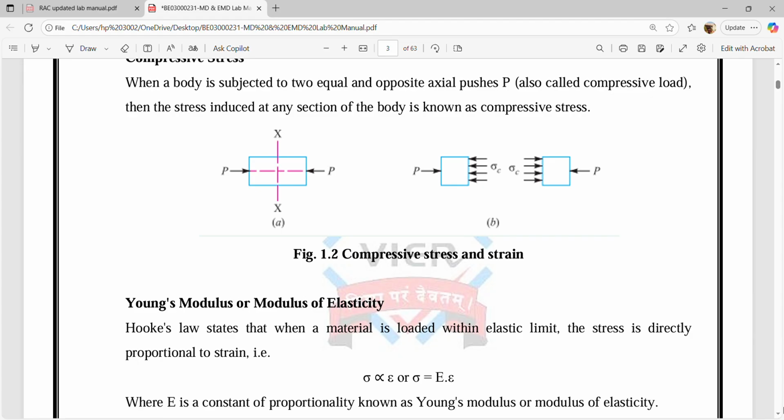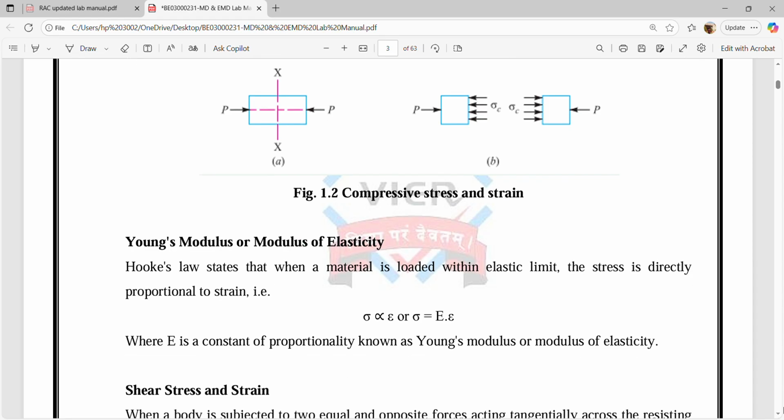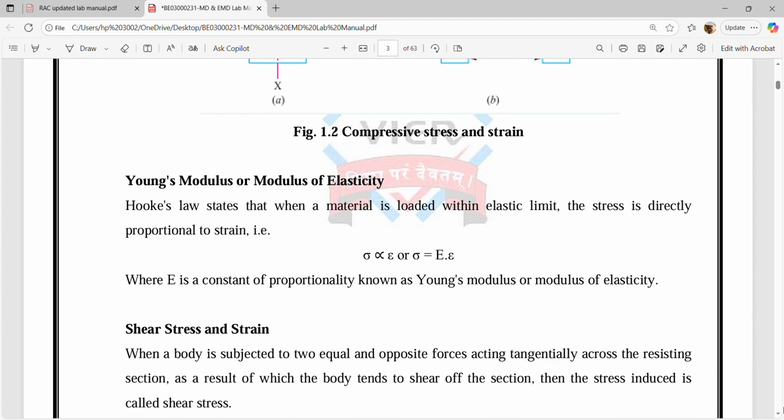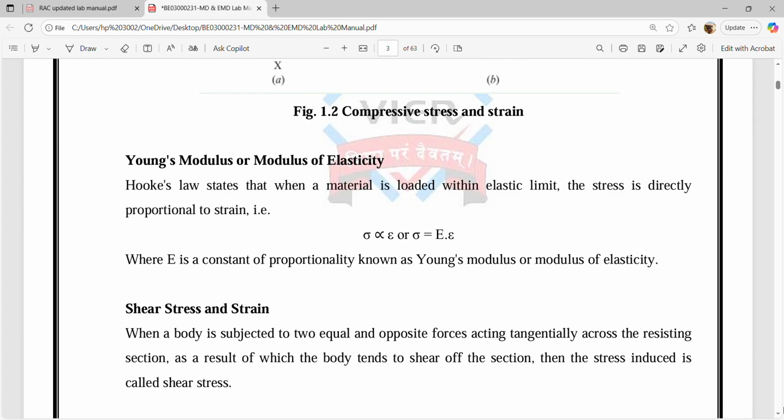Young's modulus or modulus of elasticity. Hooke's law states that when a material is loaded within elastic limit, the stress is directly proportional to strain. That is, within elastic limit, stress is proportional to strain. Sigma is directly proportional to epsilon, where E is a constant of proportionality known as Young's modulus or modulus of elasticity.